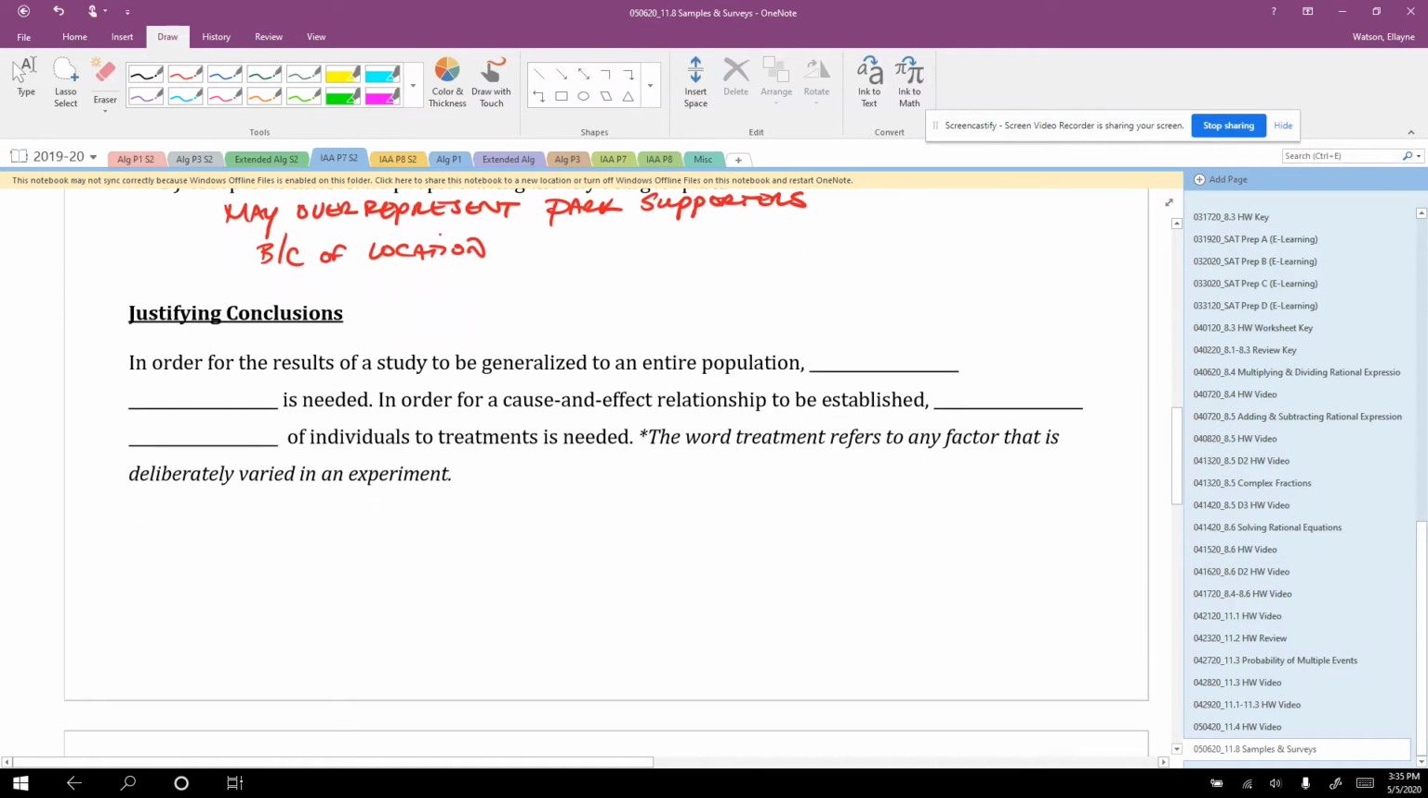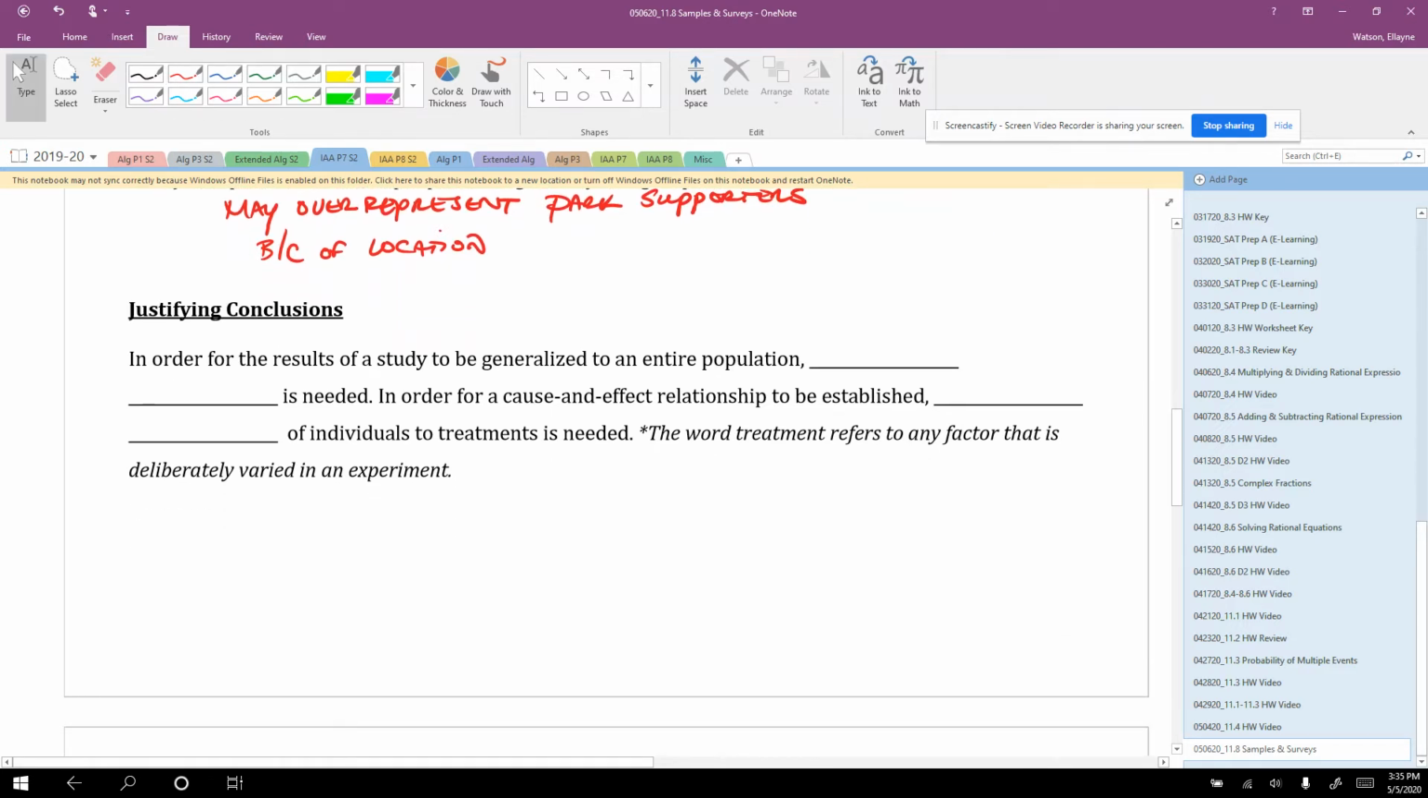Okay. Next thing we're going to talk about is justifying conclusions. A lot of the questions that you're going to see on the homework have to do with what kind of conclusion can you make. Okay. And so it says here, in order for the results of a study to be generalized to an entire population, okay, random sampling is needed. So if you want to take the results of a study or survey that you do and you want to apply it to an entire population, it must be random sampling, which means that it cannot be assigned to specific people. It must be random.